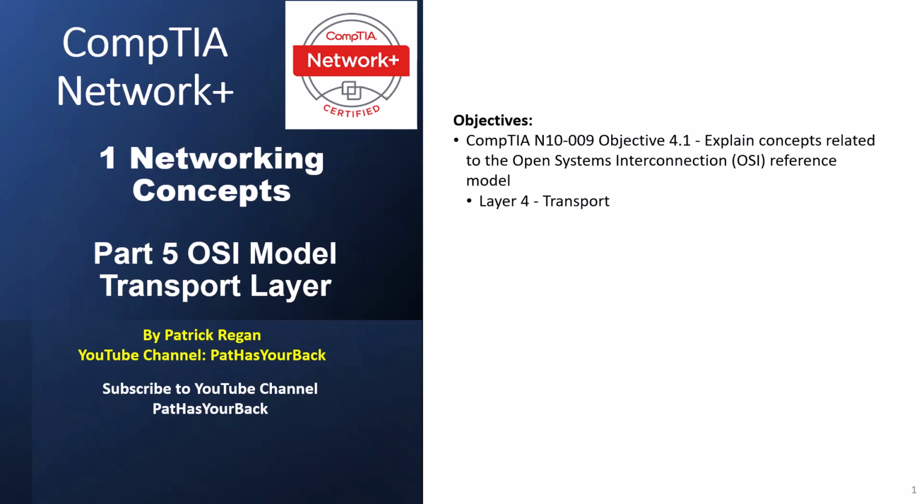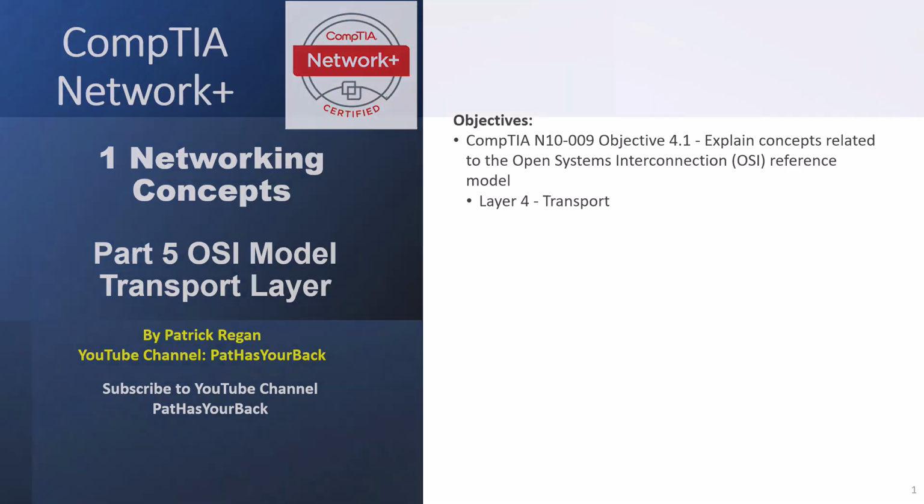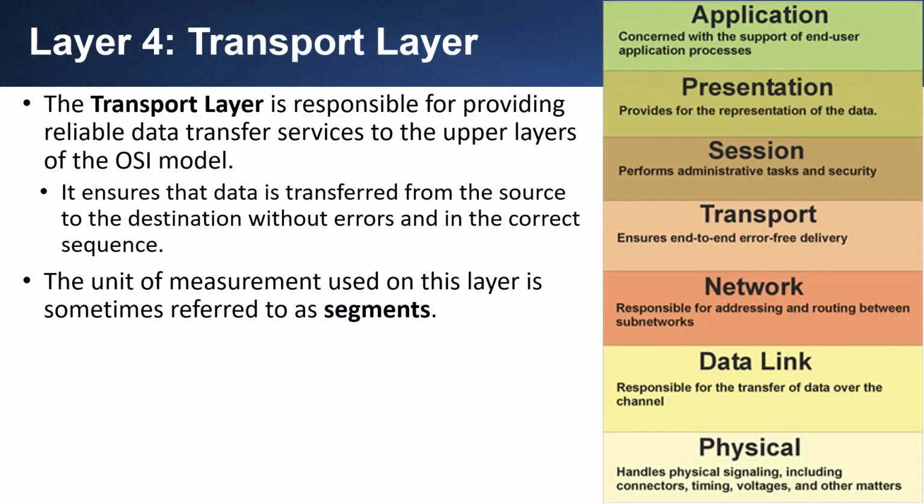The OSI model transport layer video goes into more depth of the transport layer of the OSI model, including the various technologies used in the transport layer. The transport layer is responsible for providing reliable data transfer services to the upper layers of the OSI model. It ensures that data is transferred from the source to the destination without errors and in the correct sequence. The unit of measurement used in this layer is sometimes referred to as segments.